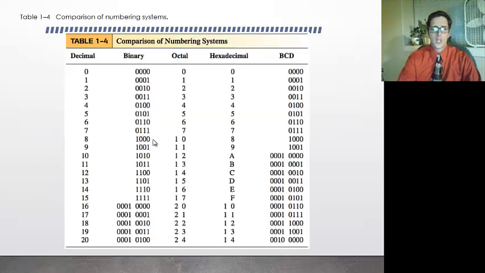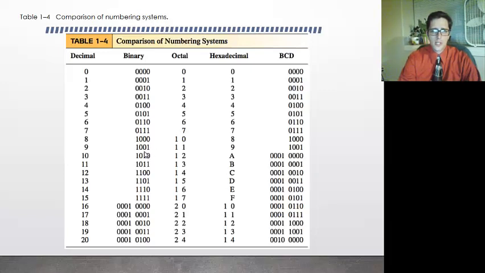So really what we're looking at here is a BCD right there in the table. So what we're looking at is we have a binary code right here.